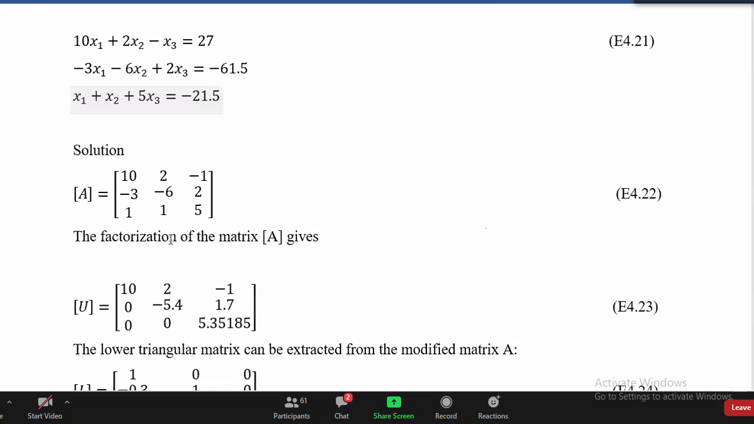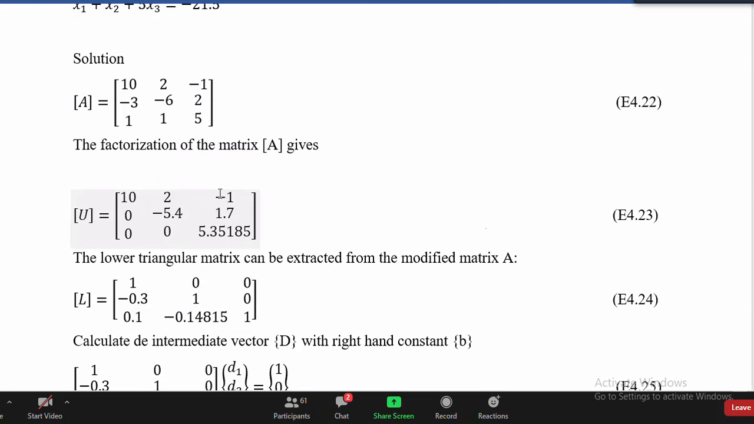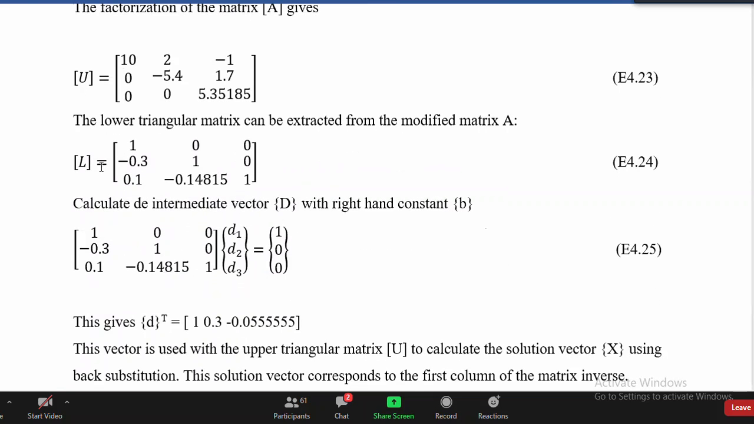All right. So what we've got is this one, upper triangular matrix, lower triangular matrix. So since we have L, we have U. We want to use L now to generate the D's. So we want to calculate the first column of the A inverse. So we generate this, you know how we did it: D1 equals 1, and then 0 minus.